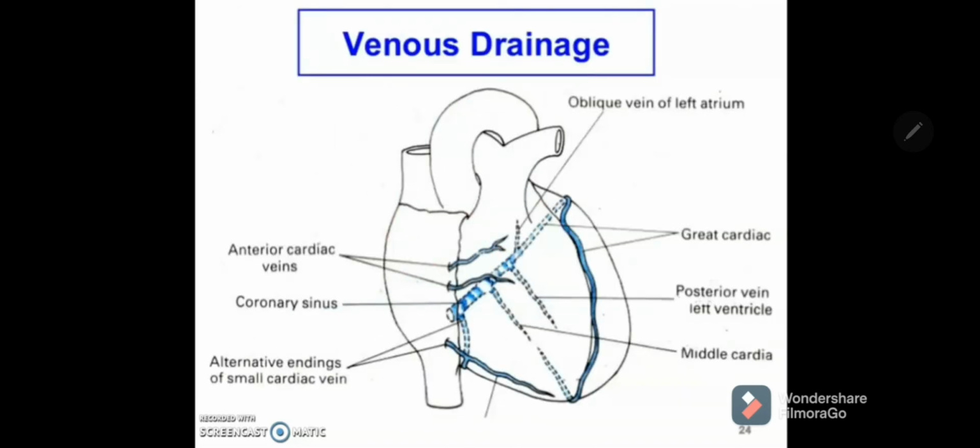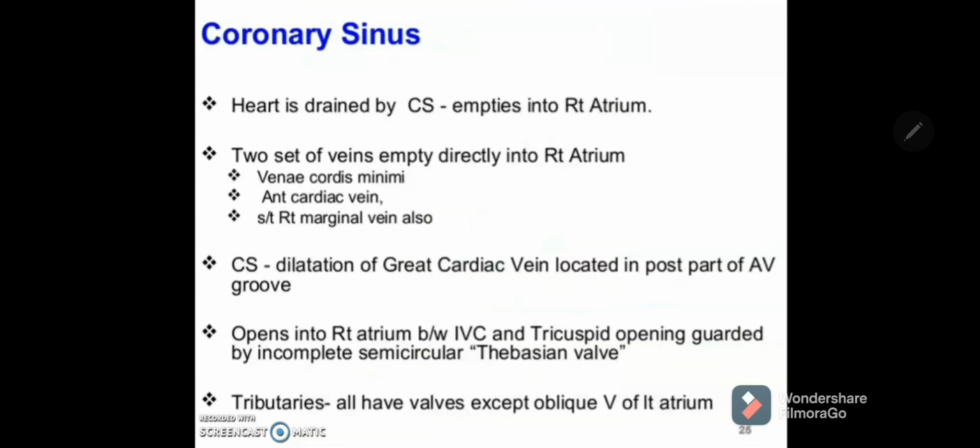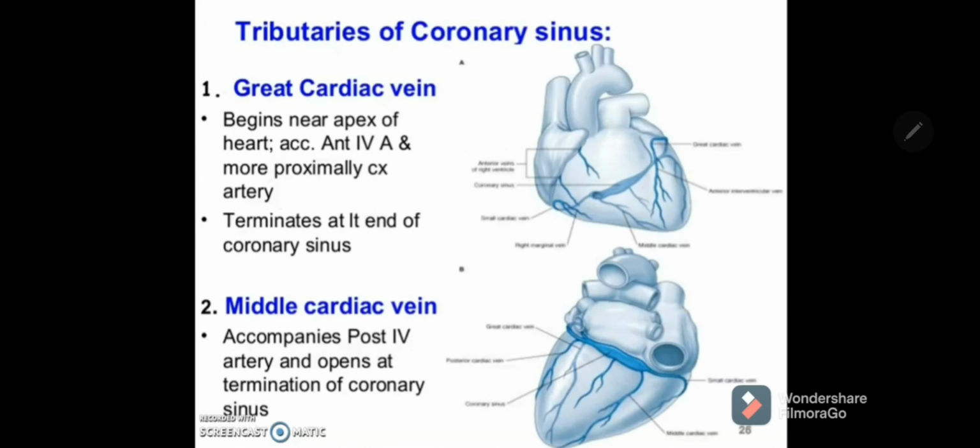of heart. Coming to the venous drainage of the heart, the coronary sinus is the large vein draining the heart. It opens into right atrium. There are some other veins, tributaries we say, that also drain into right atrium. So coronary sinus is derived from the left horn of sinus venosus and body of the sinus venosus, and the coronary sinus is a continuation of the great cardiac vein located in the anterior AV groove. It opens into right atrium between the inferior vena cava opening and tricuspid opening, guarded by Thebesian valve.